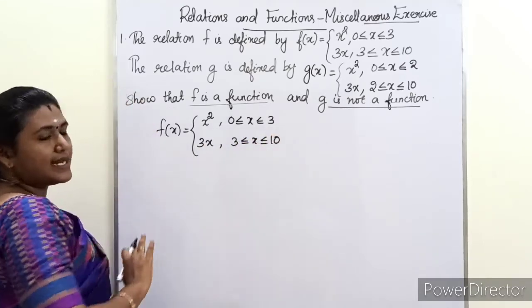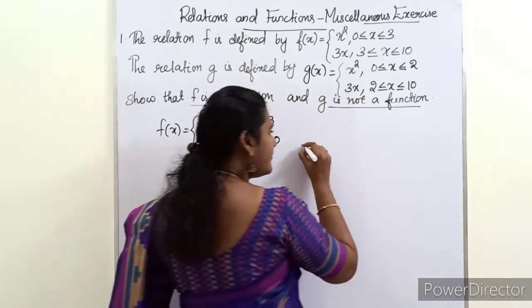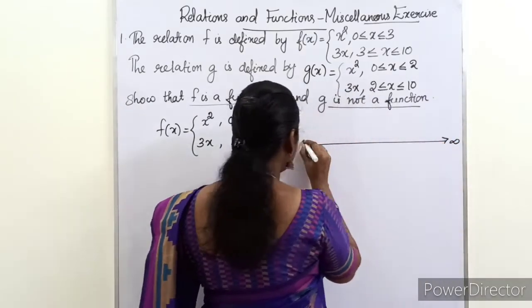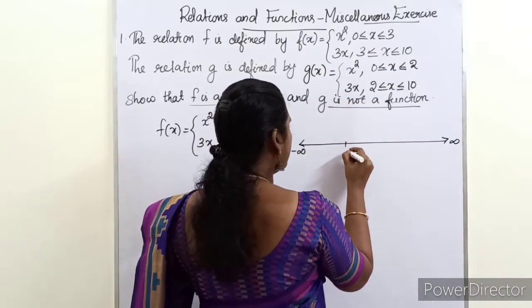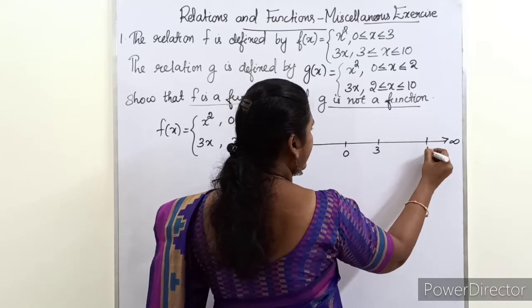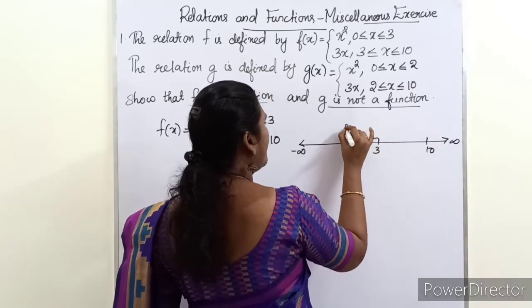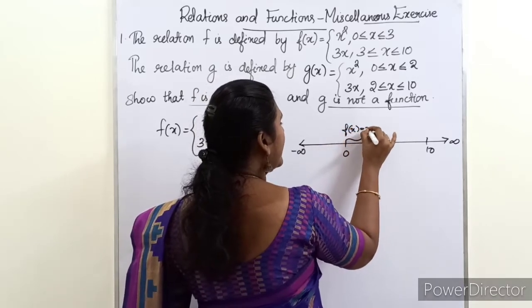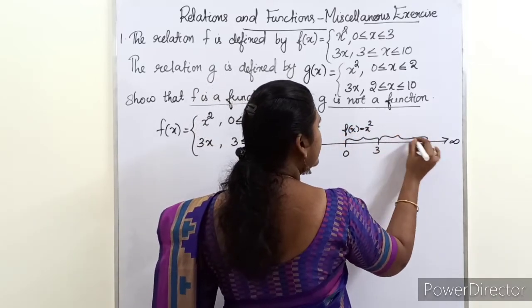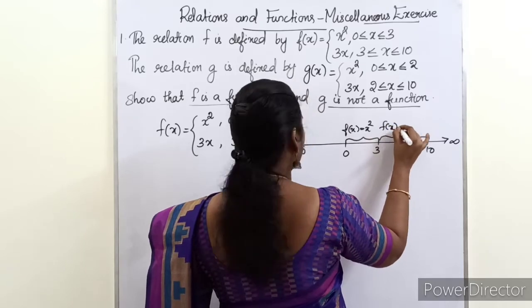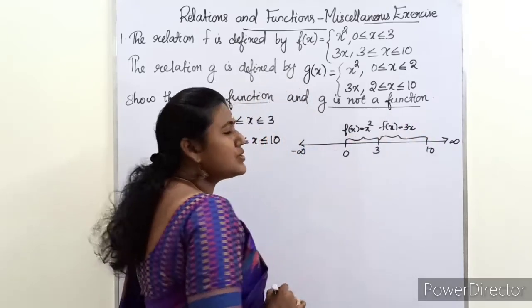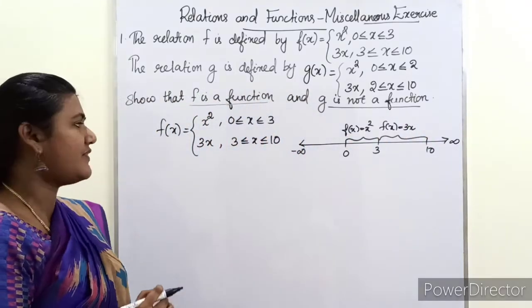So this is the relation f of x. If you take the number line from minus infinity to plus infinity, with 0, 3 and 10, then from 0 to 3, f of x is equal to x square, and from 3 to 10, f of x is equal to 3x. Then we have to show that this relation is a function.